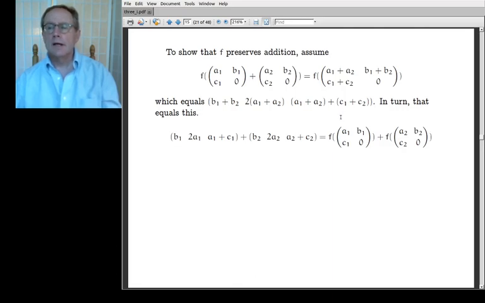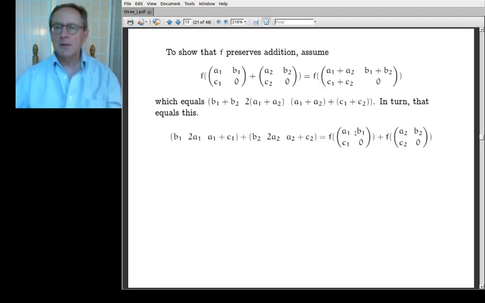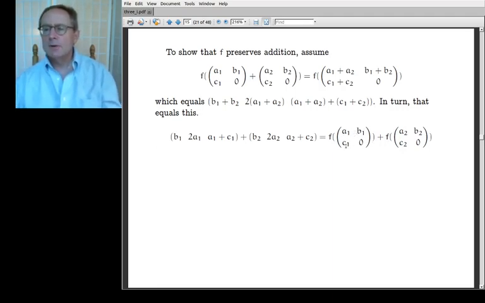Okay, and how am I going to get to here? How am I going to get from here to here? Well, sometimes it helps to go backwards. So f of A1, B1, C1, 0 is this fella right here. Recognize it? F of A2, B2, C2, 0 is this fella right here. Recognize it? Does this? Yes, it does. These two are equal.